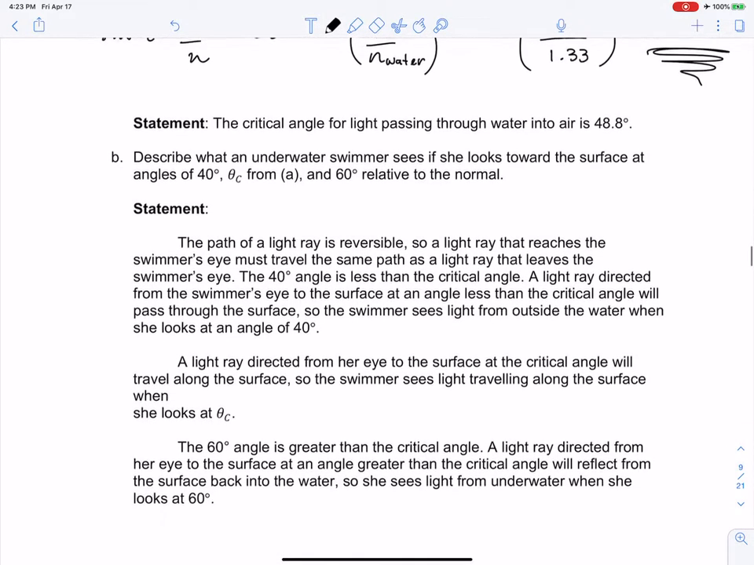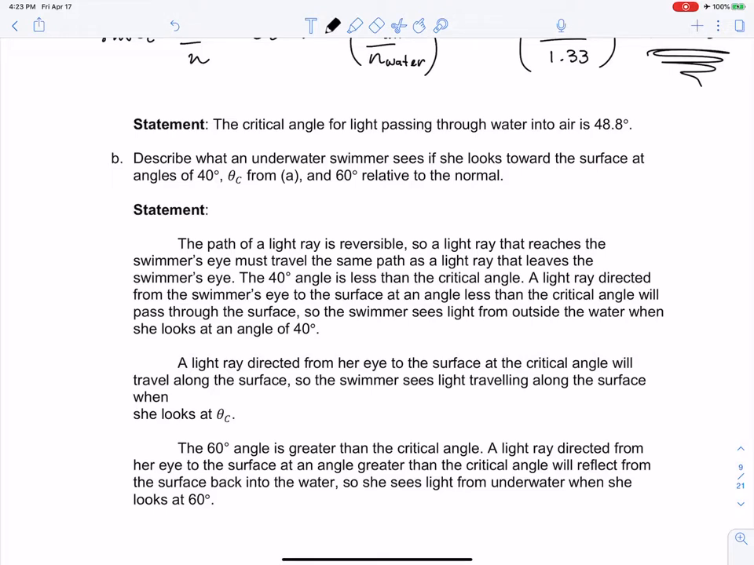In part B, we want to know what happens when an underwater swimmer looks towards the water-air boundary at an angle of 40 degrees, at the critical angle from part A, which we found was 48.8 degrees, or at an angle of 60 degrees. Let's start with 40 degrees. The path of a light ray is reversible, so a light ray that reaches a swimmer's eye must travel the same path as a light ray that leaves a swimmer's eye. The angle of 40 degrees is less than the critical angle, so we're not going to get total internal reflection. The light ray directed from the swimmer's eye to the surface at an angle less than the critical angle is going to pass through the surface.